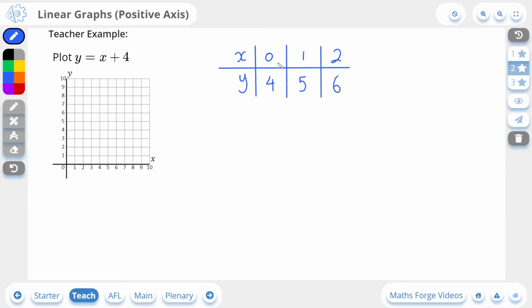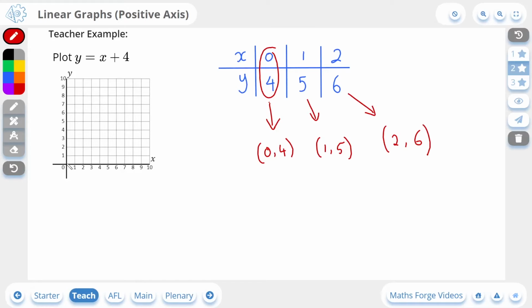Now, after drawing this table and getting a bunch of pair values for x and y, what these pair values actually are are coordinates. So our first pair value, 0 and 4, is going to be the coordinate of 0 and 4. Our second paired values are going to be the coordinates 1 and 5. And finally, our third paired values are going to be the coordinates 2 and 6. Now, if we plot these coordinates, we'll get the following. So 0 and 4 is going to be here. 1 and 5 is going to be here. And finally, 2 and 6 is going to be here.